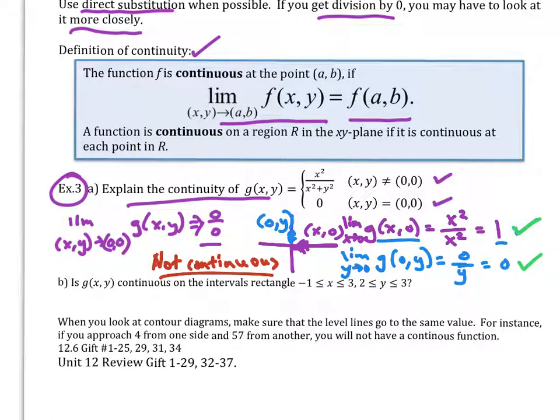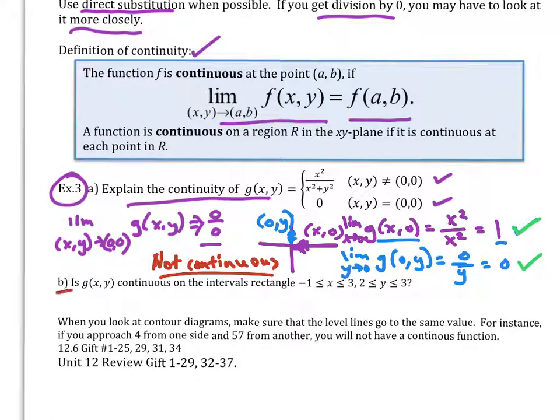So maybe pick points going from different directions to figure out if the limit is the same. They have examples in the book where it's not even on the axes, where you do it on a line, y equals mx. You can look at that one and we can work that one together if you have trouble, but try it and see what happens.